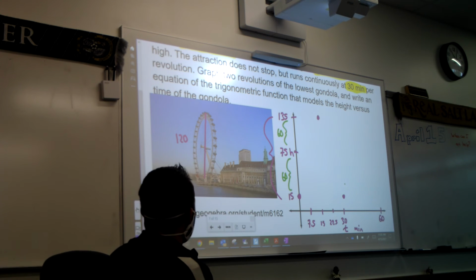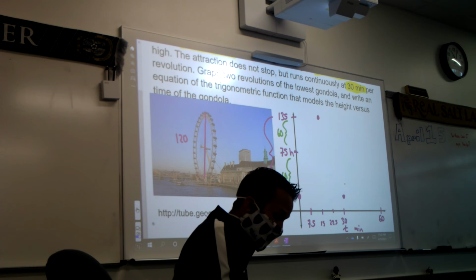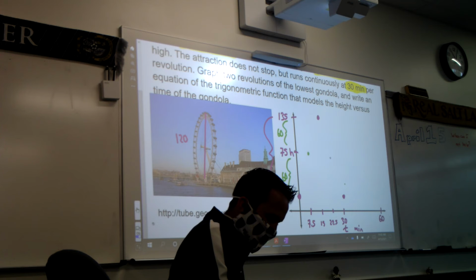Amplitude is correct. Good job. I just did 15 plus 75, and then plus 75 it did equal 135. So I was like, that's not the midpoint. So you just got to check your math. All right. Okay, so here we go.